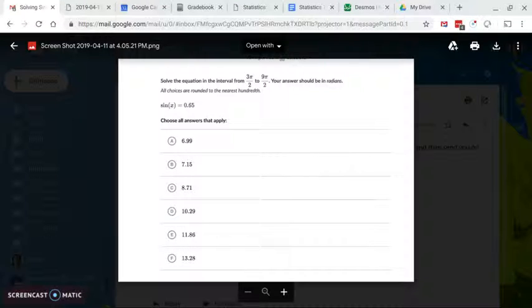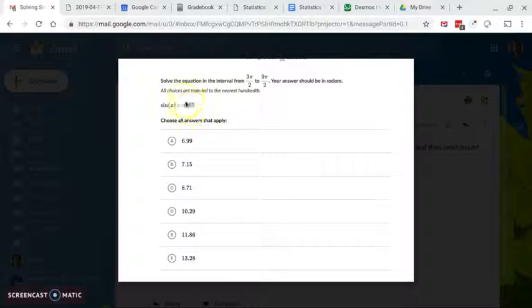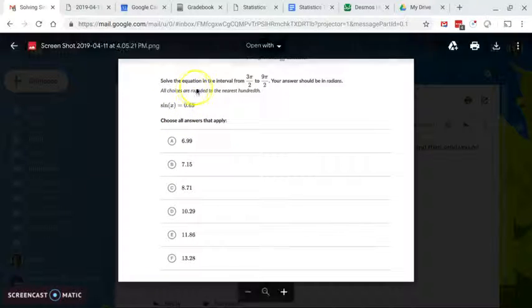Okay, somebody sent me this great question. Here we've got a trig equation, sine of x is equal to 0.65. We're supposed to solve this, and they want all the solutions from 1/2 pi to 9 over 2 pi, or 4.5 pi.